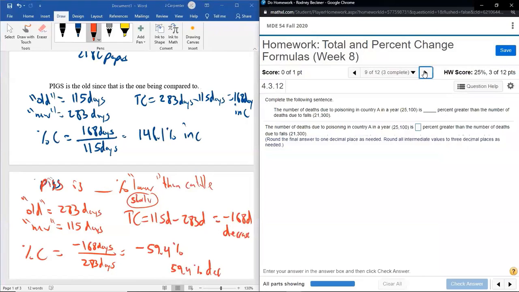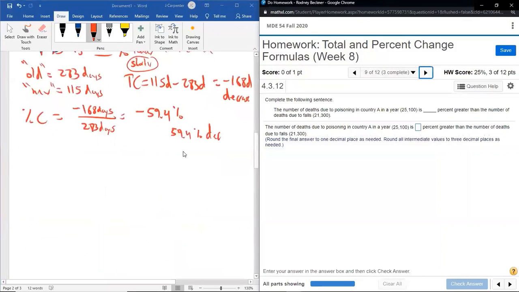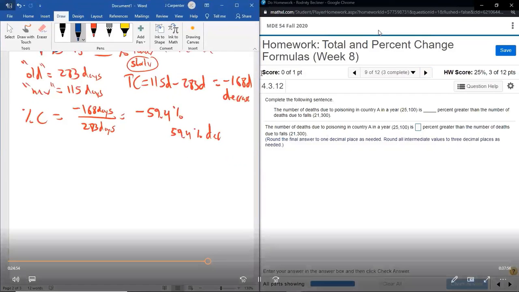All right. Another case where there's no real old and new, it's just a matter of deciding which one's the baseline. Now, if you're talking about country A and country B, for me at least, if I live in country A, I would call B the baseline so that I can think of myself relative to them. But maybe you want to think the opposite way, so maybe you do it the opposite way. Again, opinion. So the number of deaths due to poisoning in country A in a year, 25,100, is blank percent greater than the number of deaths due to falls.